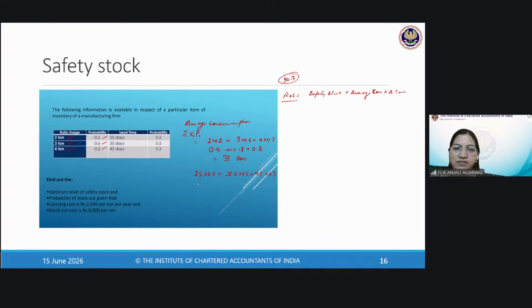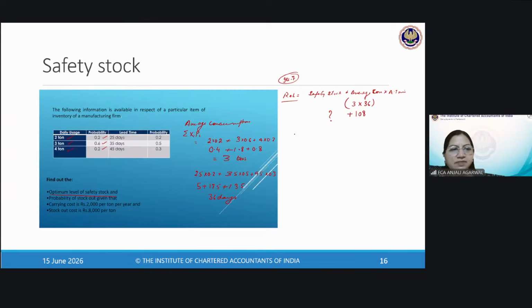25 into 0.2 is 5 plus 17.5 plus 13.5. 36 days is your average lead time. So average consumption into average time becomes 3 into 36, which is 108. To this, we will add some safety stock. What should be the safety stock? So that's the question. Find out the optimum level of safety stock.